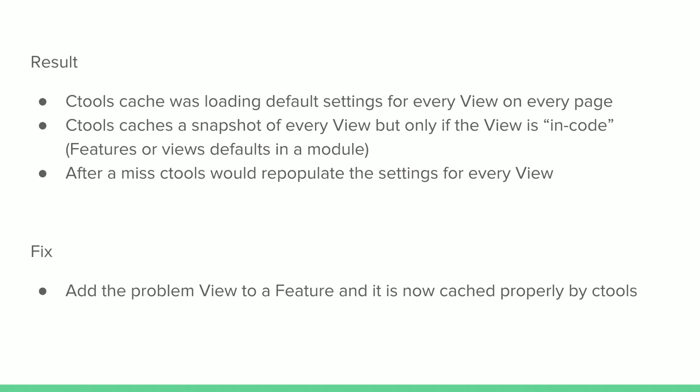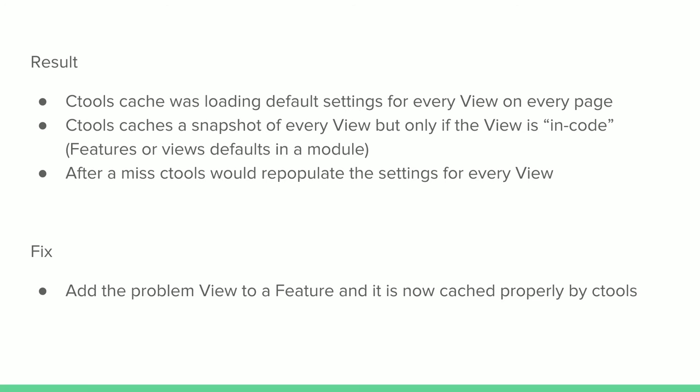So it would say, okay, if this view isn't in cache, we'll refill the whole cache and get all the views that we need. And it would refill the whole cache, but it wasn't getting that particular view and putting it in the cache. The reason is that view was in the database, but not in code. Do you know what I mean by that? It was defined in the database, but it wasn't in code anywhere, it wasn't in a module, and it wasn't in features or anything like that. And for whatever reason, CTools was not storing it in its cache just because it was a database-only view.